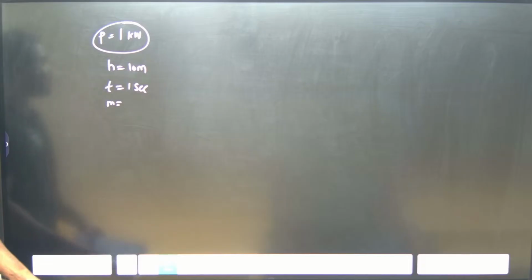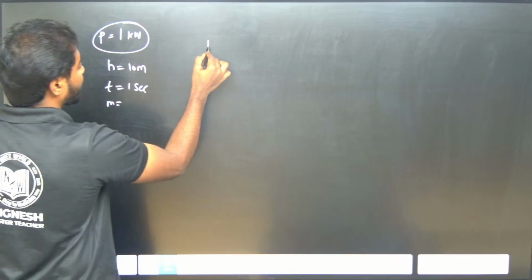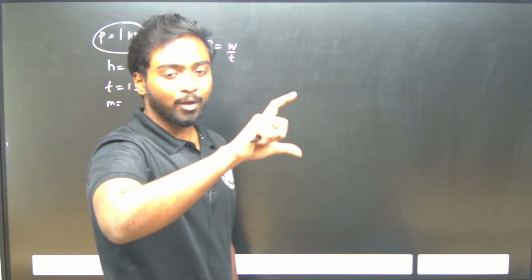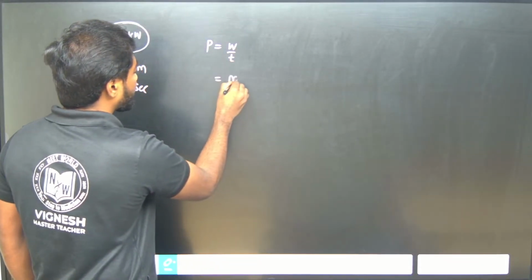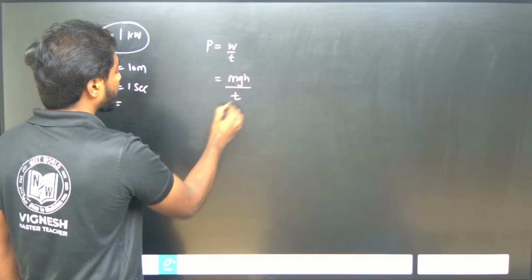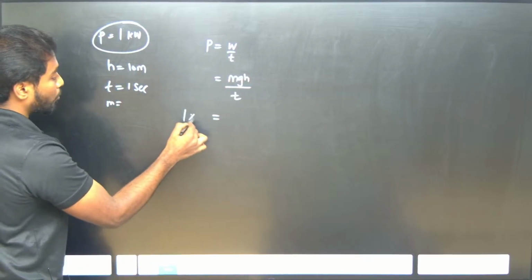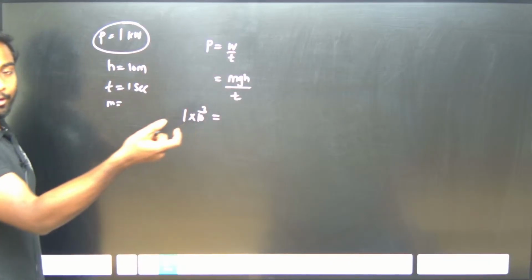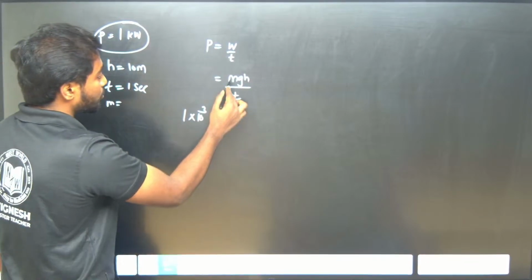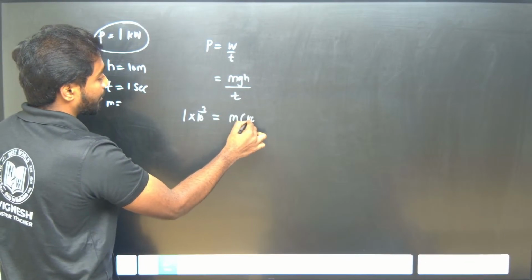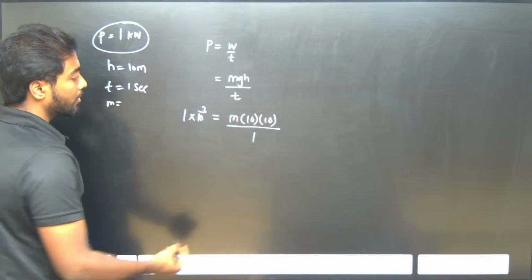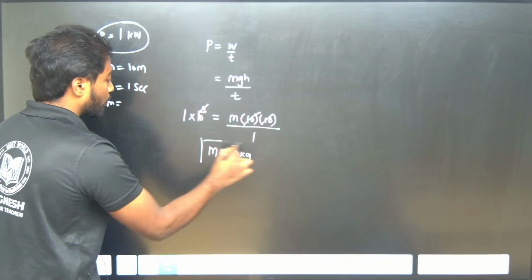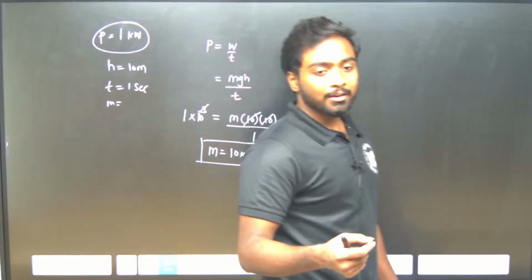What can I do over here now? Power is equal to work done by time. Pumped out from a depth of 10 meter they have given. So mass into gravity into height divided by t. So 1 kilowatt is 1 into 10 power 3. Mass I need to find, gravity is 10, height is 10 and time is 1 second. So these 2 zeros and this 1 zero will cancel off and this is 10 kg. So 10 kg is the mass for 1 second.